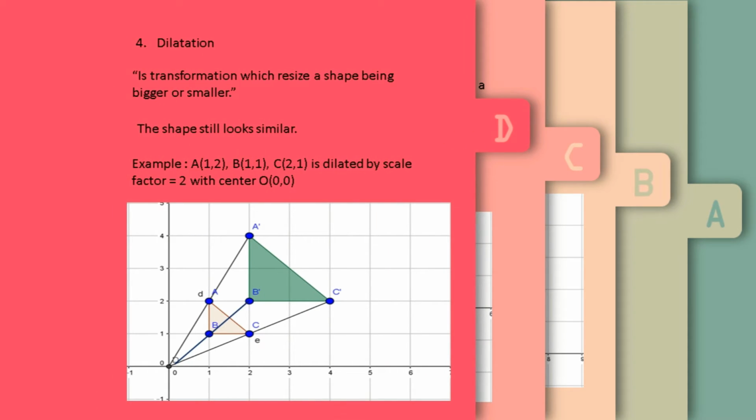The last is dilatation. Dilatation is a transformation which resizes a shape, making it bigger or smaller. The shape still looks similar, or we can say it is uniform. The example: point A (1, 2), B (1, 1), C (2, 1) is dilated by scale factor 2 with the center O (0, 0).